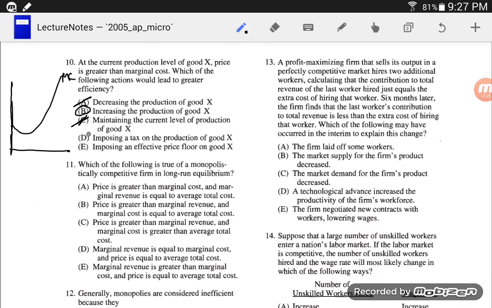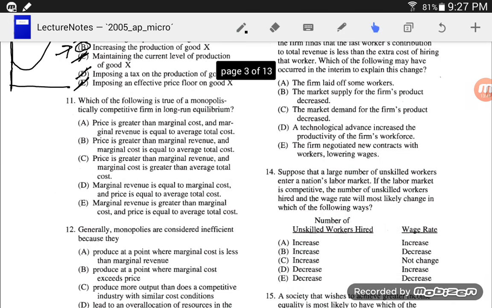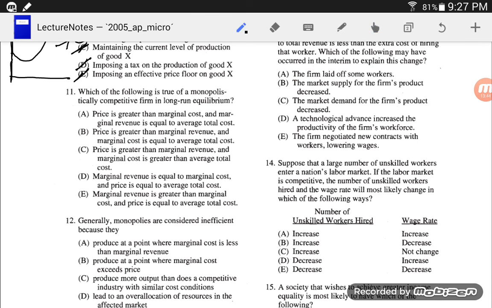Imposing a tax on the production of the good, that is not going to lead to greater efficiency, and nor is a price floor going to be greater efficiency. So yes, I'm definitely going to go with B. Alright, number 11. Which of the following is true of a monopolistically competitive firm in long-run equilibrium?